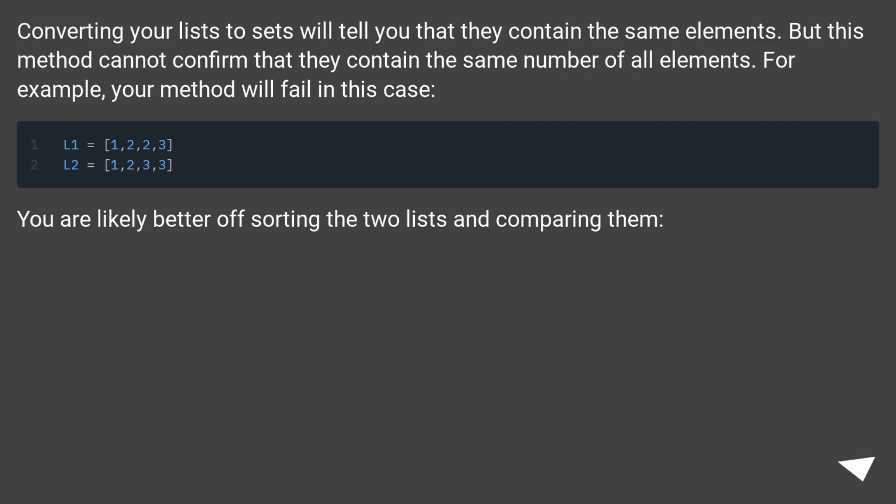Converting your lists to sets will tell you that they contain the same elements. But this method cannot confirm that they contain the same number of all elements. For example, your method will fail in this case.